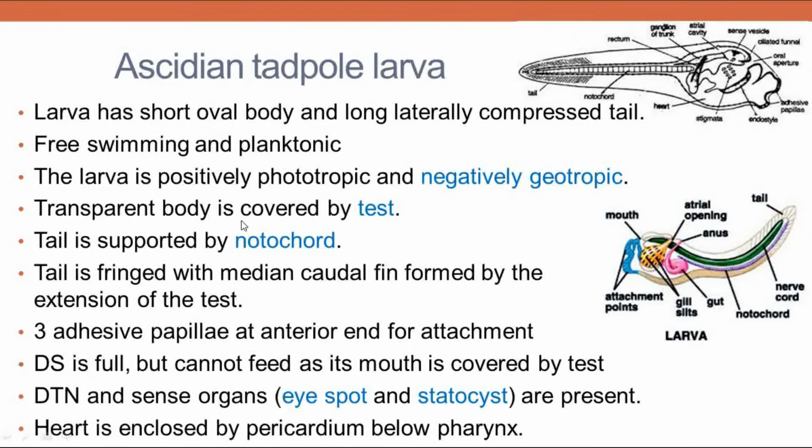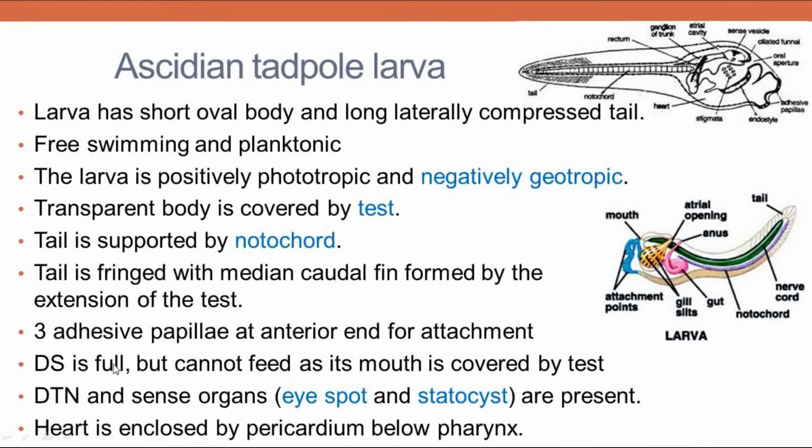They are attracted towards the light. Then the transparent body is covered by the tusk. The tail is supported by the notochord. The tail is fringed with a median caudal fin formed by the extension of the tusk. 3 adhesive papillae are present at the anterior end for attachment. These are the adhesive papillae. These are used to attach to the substratum when they are ready for metamorphosis.